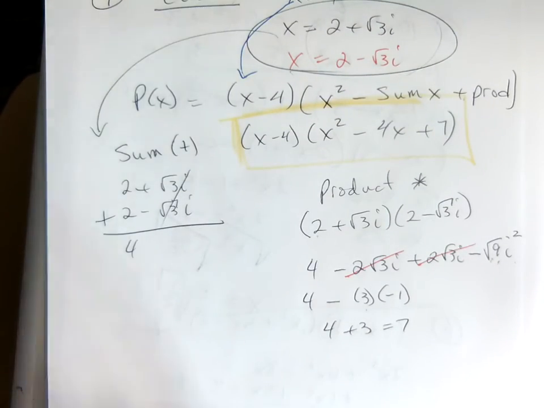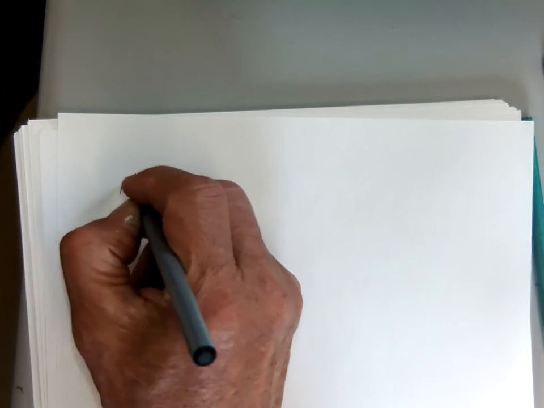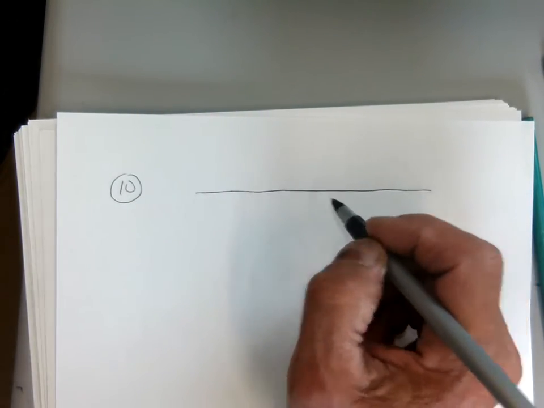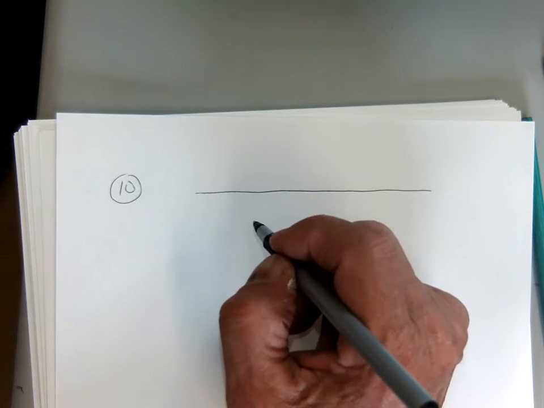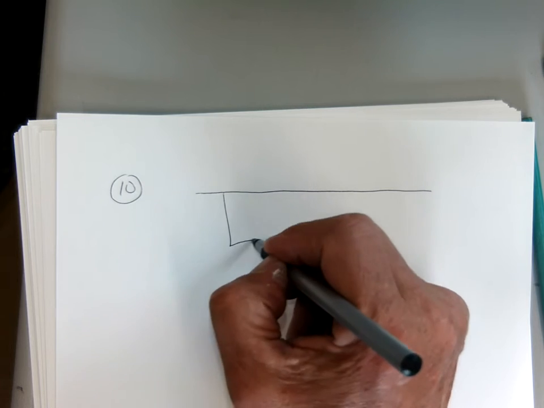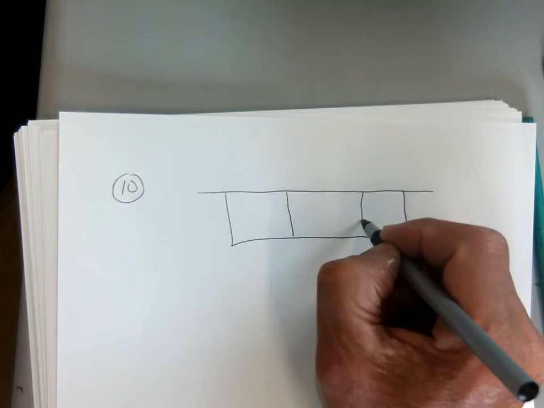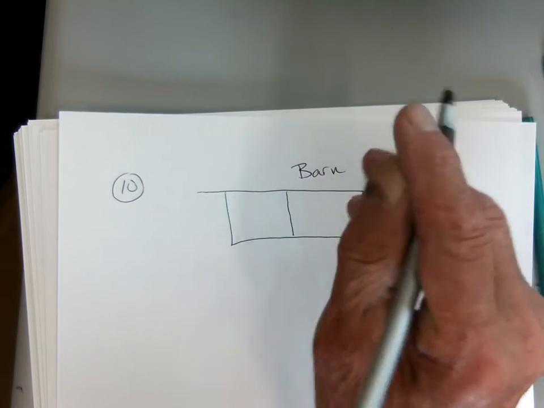Okay, number 10. We got a dog pen for dogs, cats, and birds. I've got to keep the birds away from the cats, the dogs away from the cats, the birds away from the dogs. So we've got to keep them all separate, don't we? And to save on fencing, we're going to put them all against the barn, right?